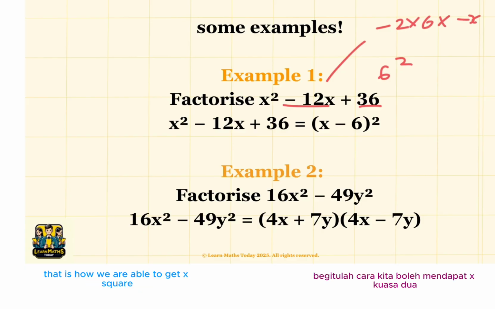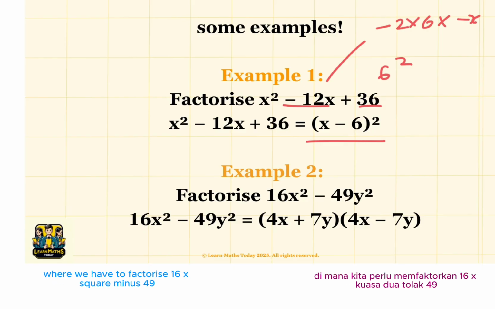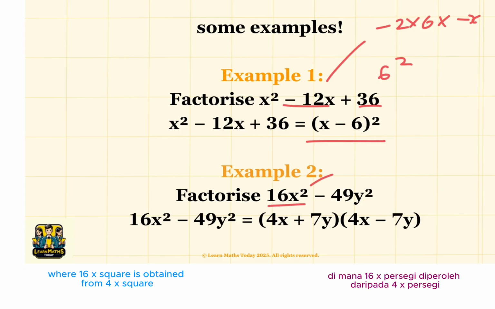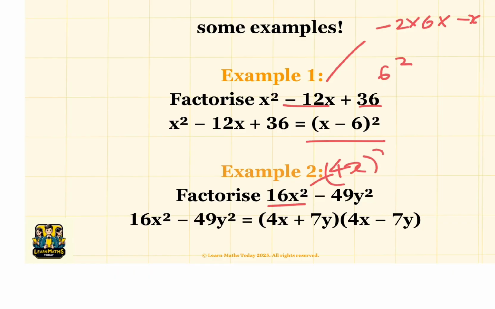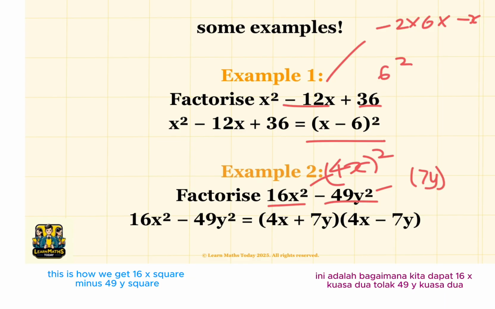That is how we are able to get x squared minus 12x plus 36 is equal to x minus 6, and then square. The second, where we have to factorize 16x squared minus 49y squared, is a difference of two squares, where 16x squared is obtained from the square of 4x and 49y squared is obtained from the square of 7y. This is how we get 16x squared minus 49y squared equals 4x plus 7y multiplied by 4x minus 7y.